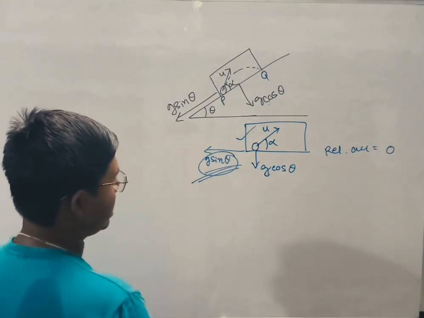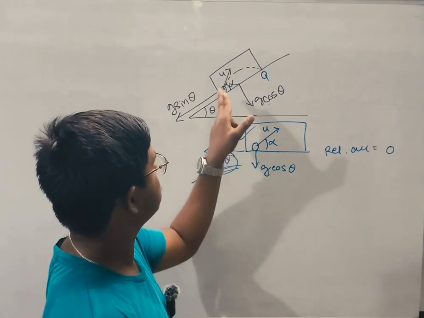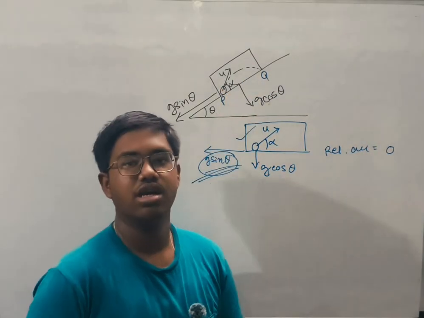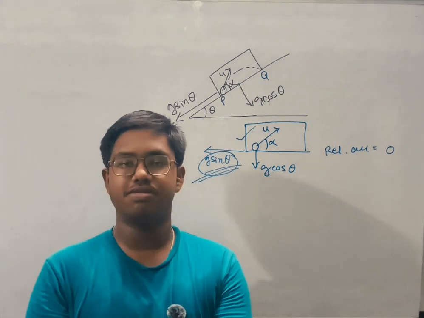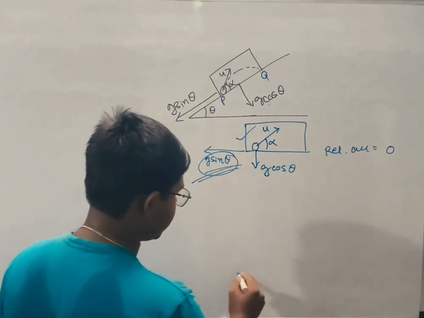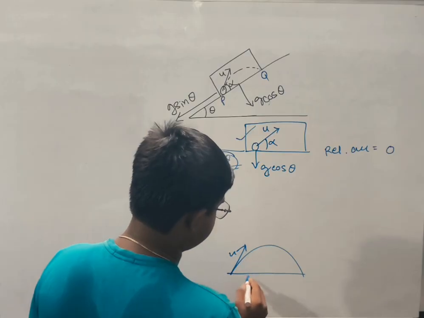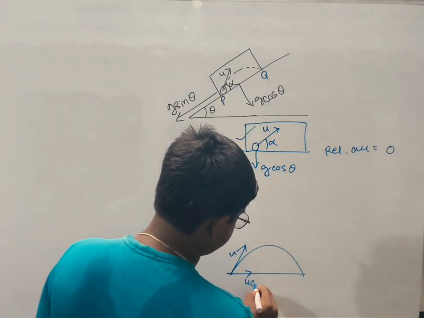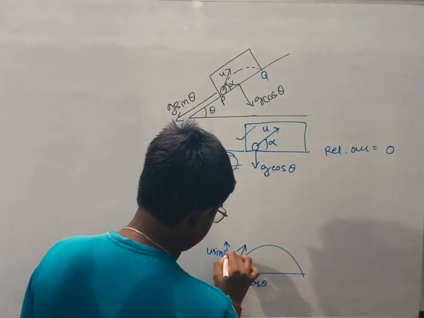And for that we can say the ball is taking the time to be here to be here. In the same time the ball is covering the vertical displacement, the concept of projectile. Here the ball is projected with velocity u. Here is the velocity u cos theta. Here is the velocity u sin theta.